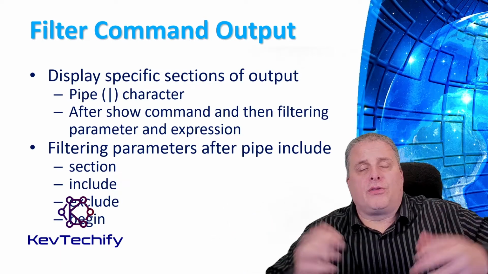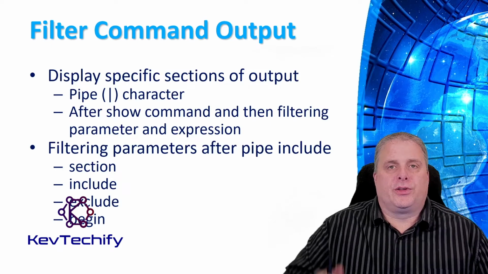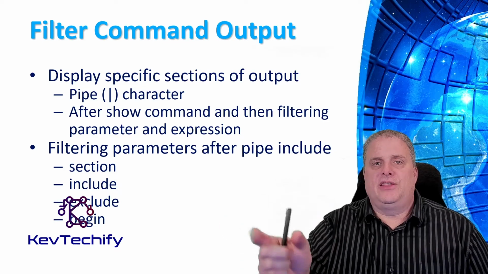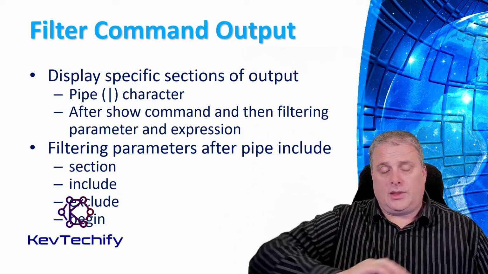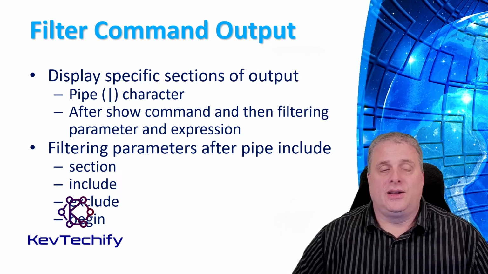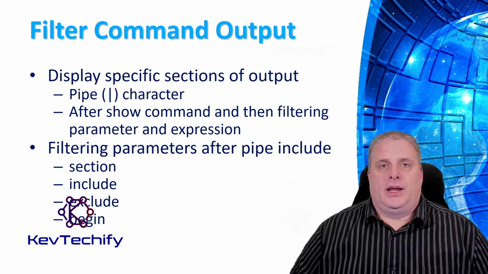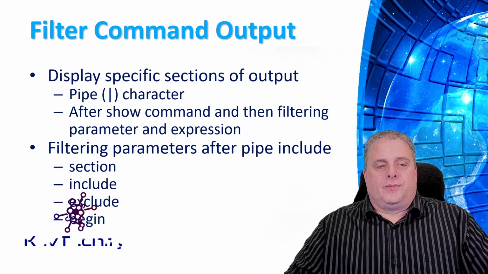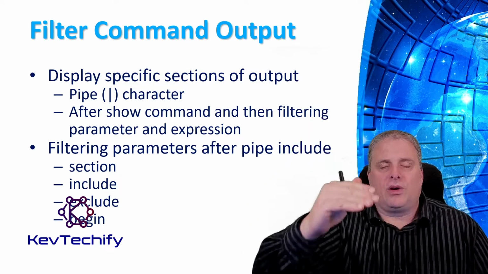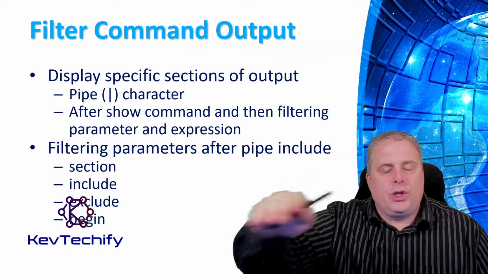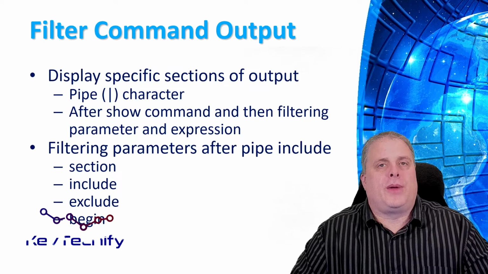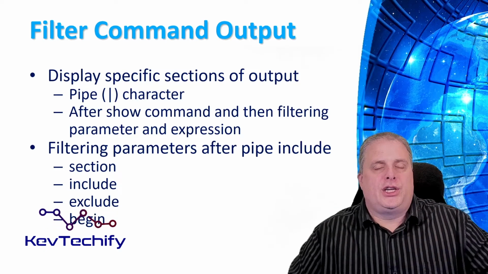Now, there are 4 different parameters you can use for filtering. You can filter on the section. You can filter on including certain words. So like if it says Ethernet, give me all those lines that say Ethernet. Exclude anything that says Ethernet, and it won't show you. It'll show you every line except the ones that have Ethernet in. Or you can use begin: you put your pipe sign in there and you say begin and then put Ethernet. And so the first time it sees that word Ethernet, it's going to start showing you everything, including that line and after it. So different ways to filter out your commands and get to that information you need right away.